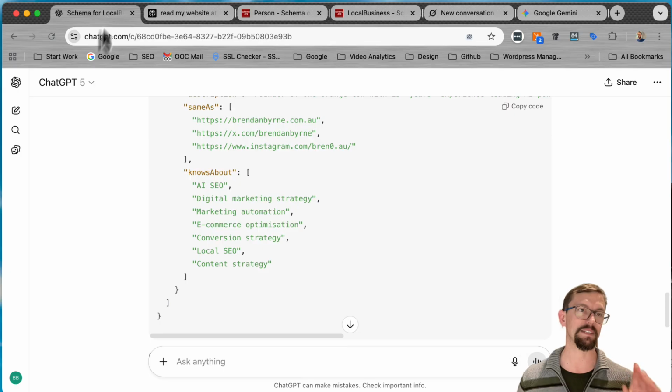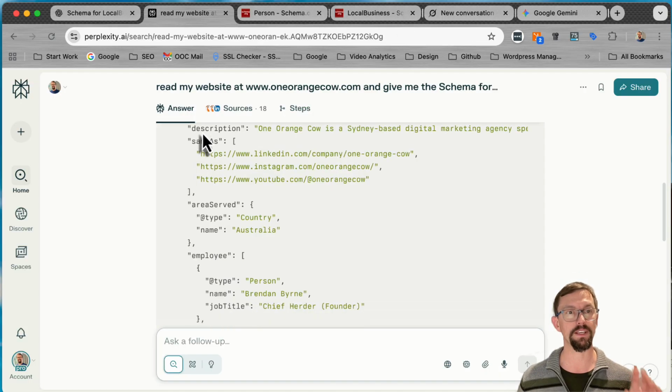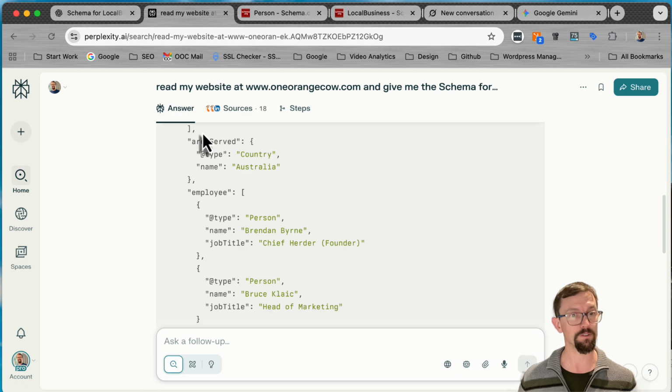So my day-to-day go-to is ChatGPT. It does a great job. I've just started using Perplexity more. It's proving to be really good as well. So this is what you need to be doing to get found in AI.